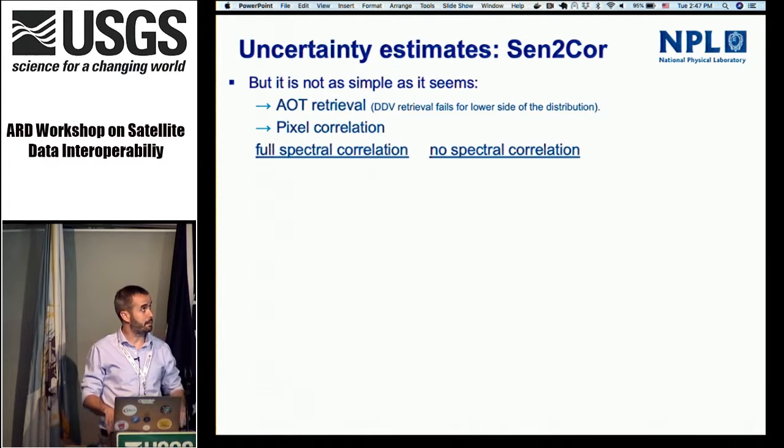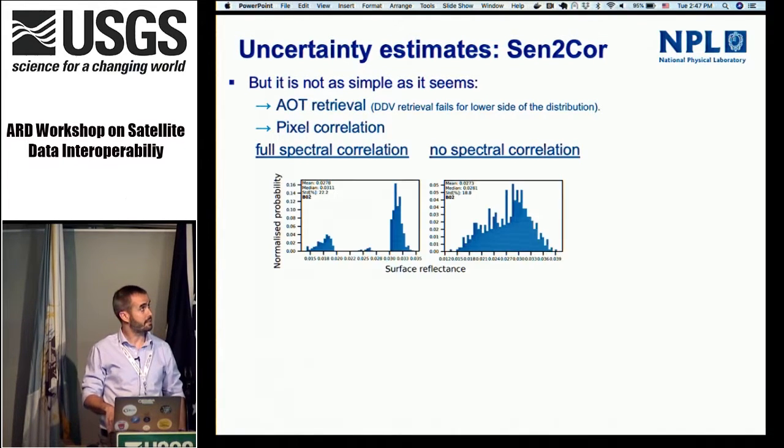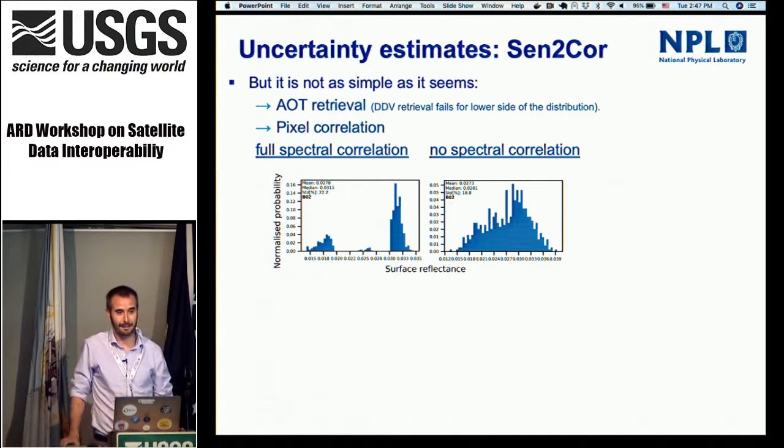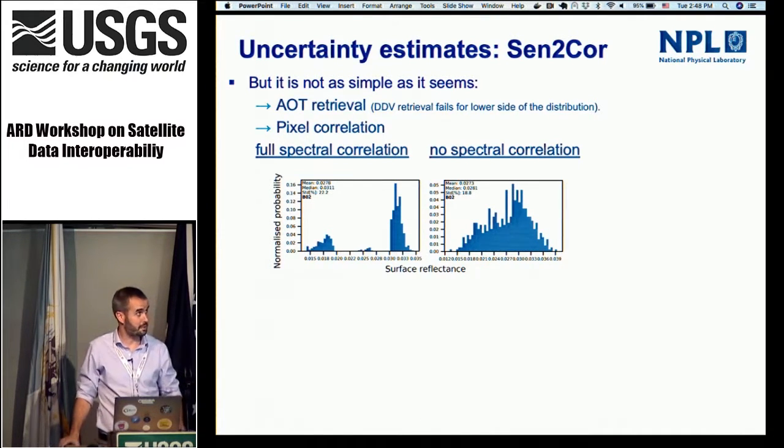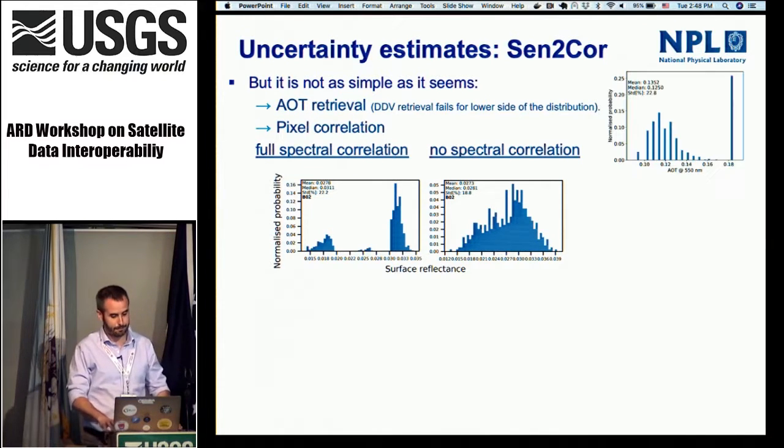The other thing is the importance of pixel correlation. Here I want to show you the difference in the uncertainty when you consider a spectral correlation between the bands, or when you do not. It's a completely different result. You need to consider, for example, the diffuser calibration: you can assume some level of spectral correlation in the uncertainty, but the instrument noise is not correlated, so you can assume that the correlation between bands is zero in that case. So it's quite a challenging issue.